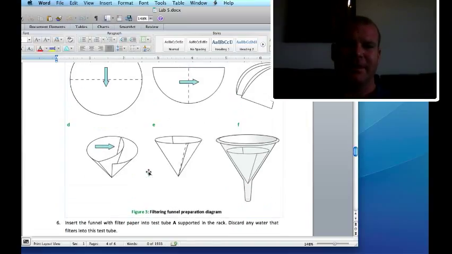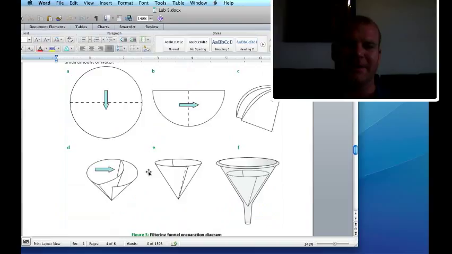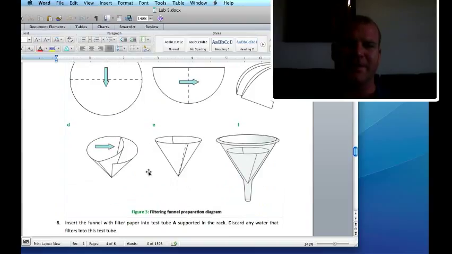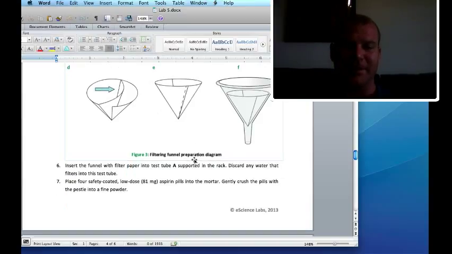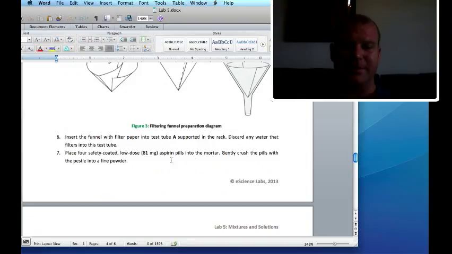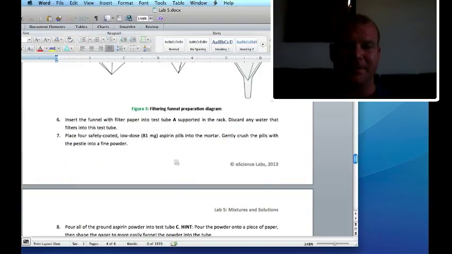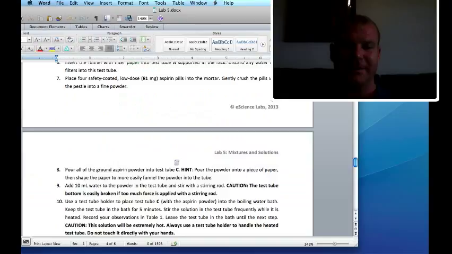This looks complicated to me, but if it's easy for you, all you do is fold it in half twice and then stick it in the funnel, and you'll see that one side will be one sheet of paper thick, the other will be 3 sheets of paper thick. That's fine. This is just called gravity filtration. Not a big deal.